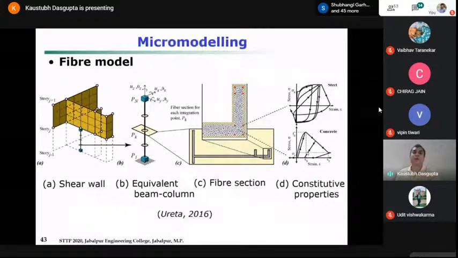But then, if you are interested to see the actual behavior and interested to see the extent of nonlinearity developing, how the failure can happen, you have to monitor the stress strain behavior. So for that, this fiber model is very important.